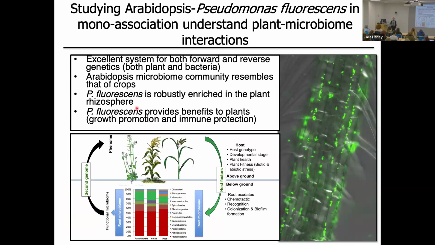We use Pseudomonas fluorescens because it's a genetically tractable bacterium that's robustly enriched in the plant rhizosphere. So it's really good at colonizing plants and it provides benefits to plants, including growth promotion and pathogen protection.